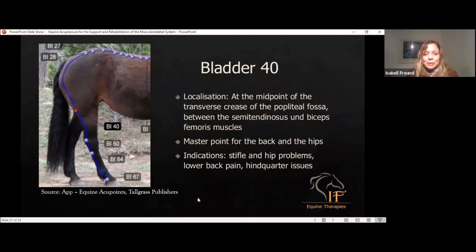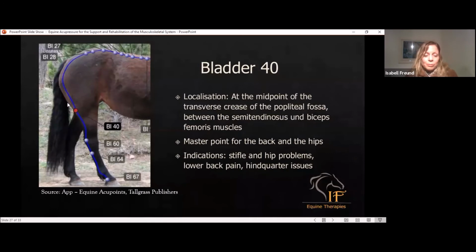And we have another one on the bladder meridian. And this is the master point for the back and the hips. There are many horses with problems, especially in the lower back area. So this is a good point to refer to when you have problems in those areas, but also any hindquarter issues, and especially also the stifle, but you can always also make use of the flow of the meridian. So with bladder 14, which is the master point for the back and the hips, it's a good point to address any issues in that area.